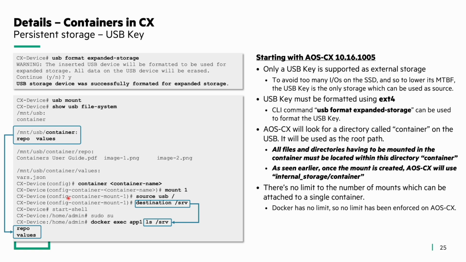AOS-CX will look for a directory called container on the USB, and it will be used as the root path. It means that all files and directories to be mounted in the container must be located within this directory container. And the last point is that there is no limit to the number of mounts which can be attached to a single container. Docker has no limit for the number of binding mounts, so no limit has been enforced in AOS-CX.